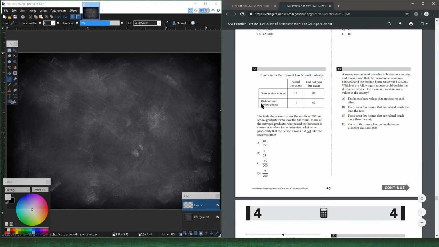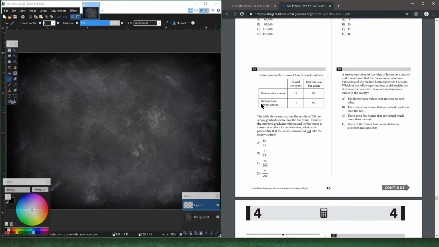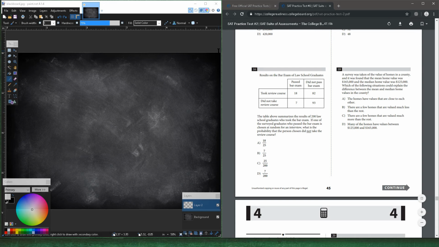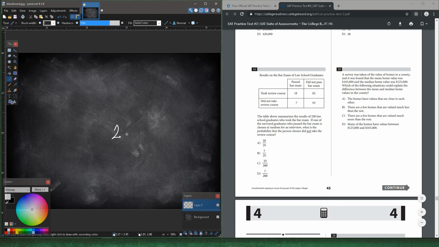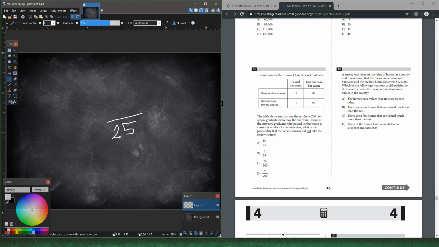Number 16. Results of the bar exam of law school graduates. The table above summarizes the results of 200 law students who took the bar exam. If one of the surveyed graduates who passed the bar exam is chosen at random for an interview, what's the probability that person did not take the exam? Who passed the bar exam? Pass bar exam is right here, so 18 plus 7, so that's 25. So out of those 25 people, what's the probability that he did not take the thing? That's 7. So 7 out of 25. So the answer is B.